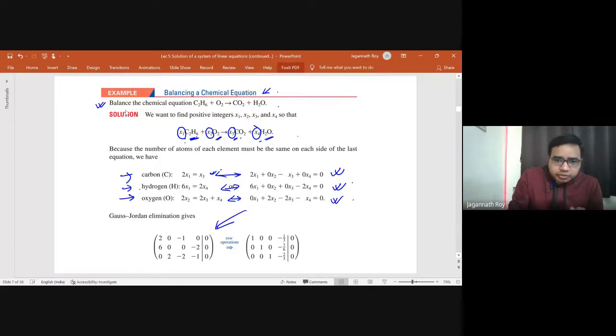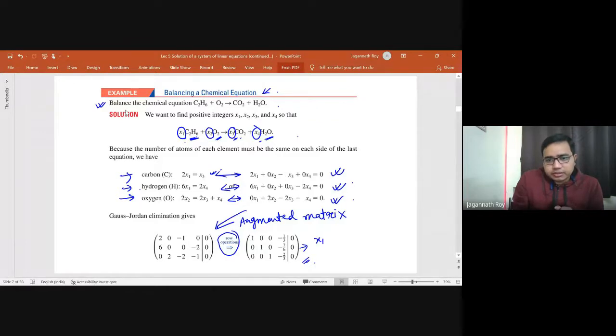So here you write the augmented matrix, and then you try to do the row operations. Finally, you get the RREF. From here, you can get the solutions. What will be the solution? Now, this system can be written in this form.